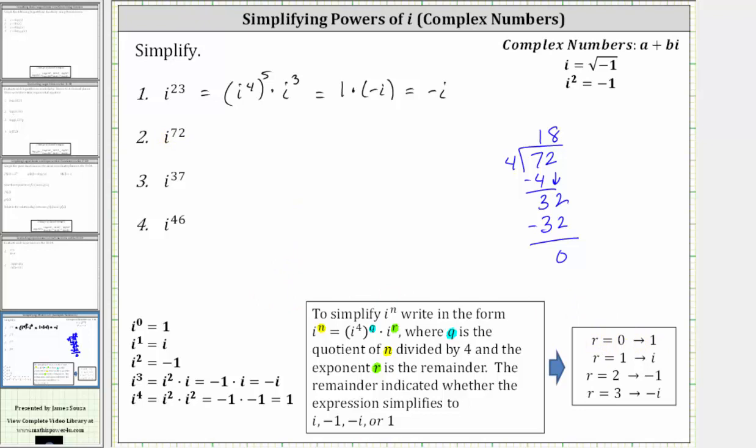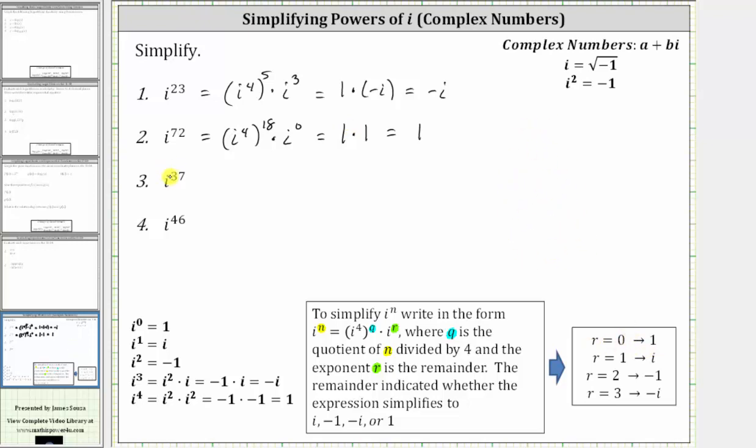But again, let's show some work. i to the 72nd power is equal to i to the fourth raised to the power of q, which is 18, times i raised to the power of r. The remainder is 0. i to the fourth is 1. 1 to the 18th power is 1. i to the 0 power is also 1. 1 times 1 is 1, verifying the result.